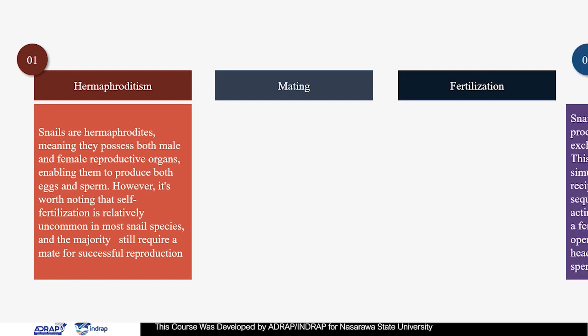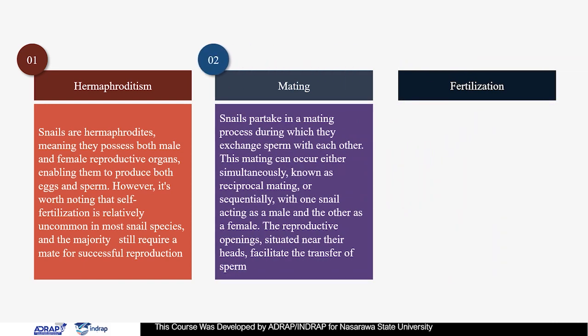Mating. Snails partake in a mating process during which they exchange sperm with each other. This mating can occur either simultaneously, known as reciprocal mating, or subsequently, with one acting as a male and the other as a female. The reproductive opening situated near their head facilitates the transfer of sperm.